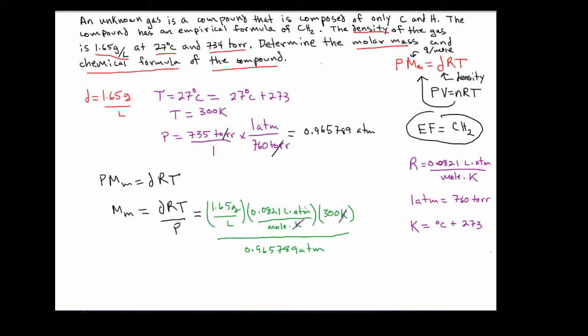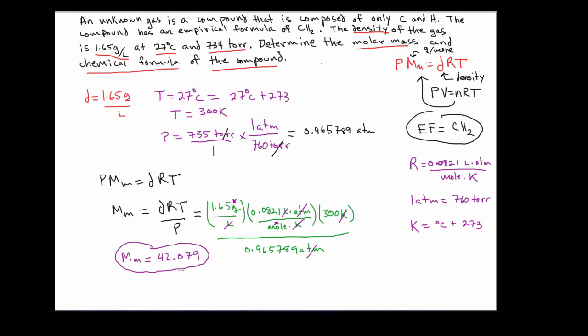Now, you can see clearly that if we look at which units are canceling, my Kelvin cancels with Kelvin, my atmospheres with atmospheres, and liters with liters in the R constant, and that is going to leave us with grams over mole, which is what we're solving for. So the molar mass of the actual compound is equal to 42.079. So this is the molar mass of the actual chemical compound.